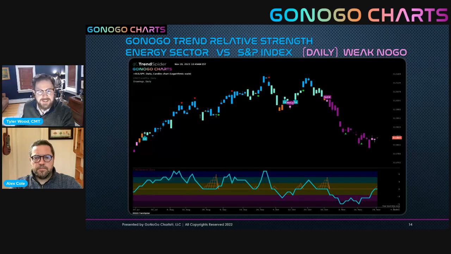So that ratio of those sectors and the industry groups relative to the S&P 500, their benchmark, is very, very important. Alex, let's do the three questions. On this ratio of the energy sector versus the S&P 500, right now we are in a weak no-go trend on a daily chart. Where's the oscillator at? We are at the zero line, testing it from below.